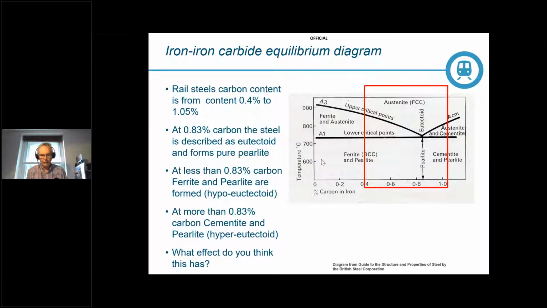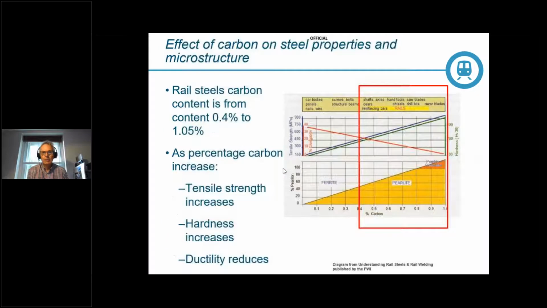So what effect does this actually have on the properties of the steel? This diagram, which is extracted from the PWI's book, gives you a good idea of that. So the diagram shows the effect of carbon content on steel properties and microstructure. And again, the red box is the range of rail steels that we're particularly interested in.